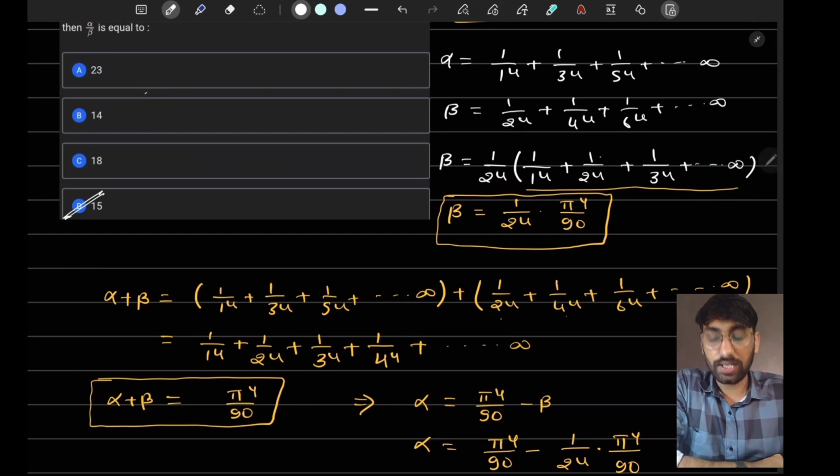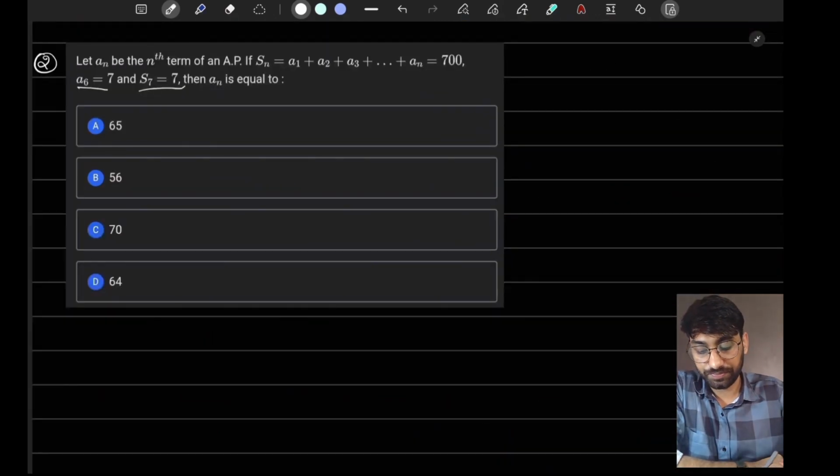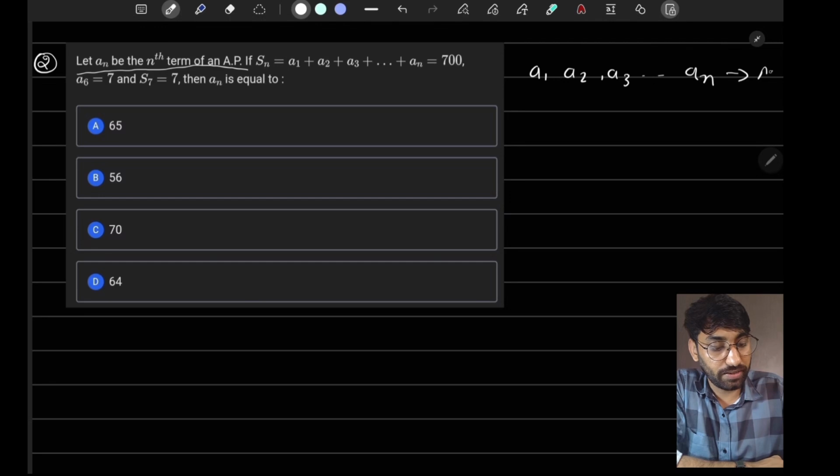So my answer will be Option D. Okay. Let's see the second question. So what they are saying? They are saying that let an be the nth term of an AP. So we are having a sequence A1, A2, A3 and so on till AN which is in AP. This is what they have given.